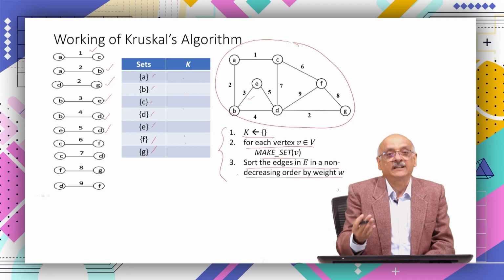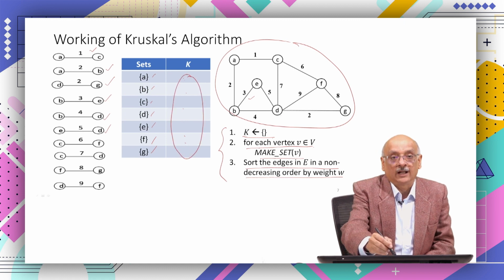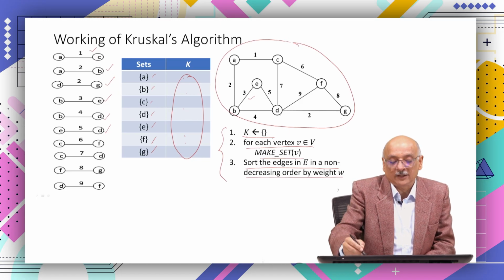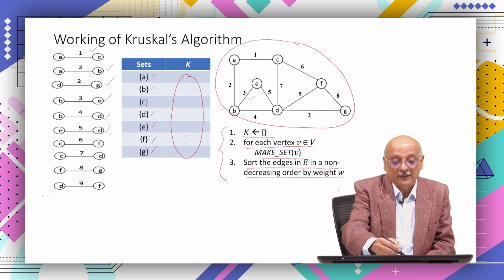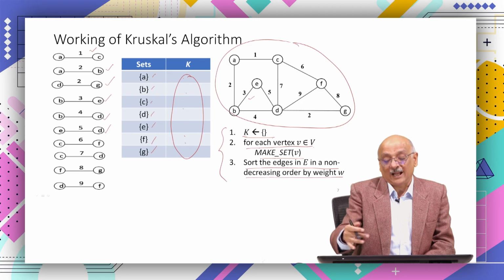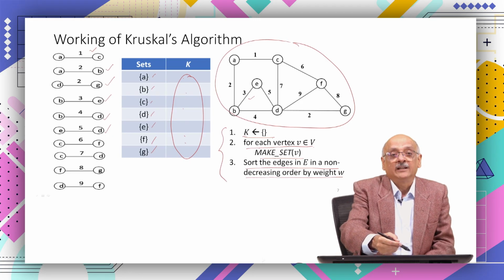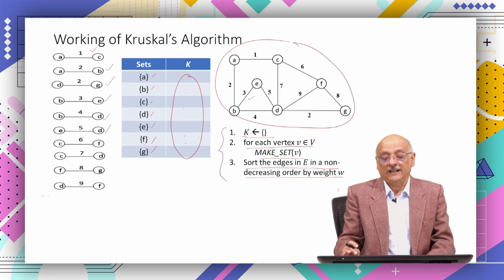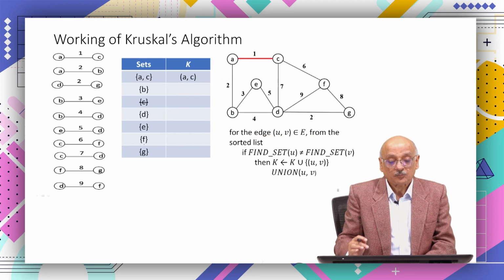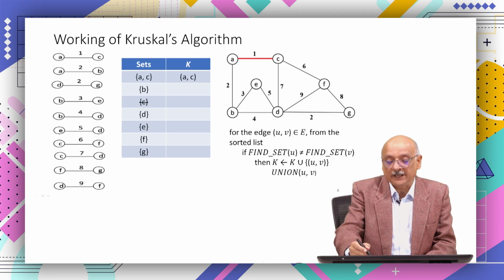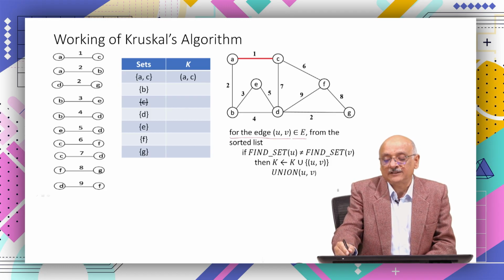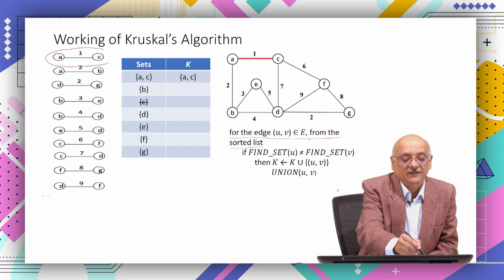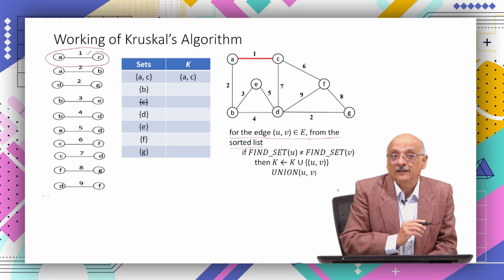So these were the first 3 steps, technically the initialization step, where K has been set to a null set, having no value, and each vertex has been made a set. As many vertices as there are, that is the number of sets we have created. Now move to the first step: for the edge UV which is a member of E from the sorted list. This is going to be the edge with the smallest weight.